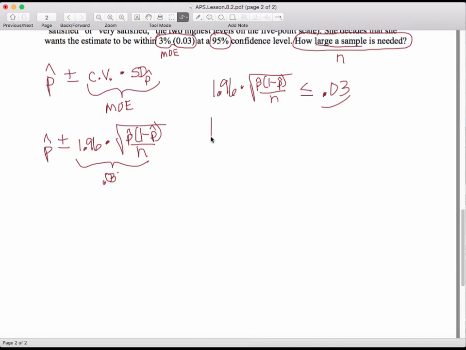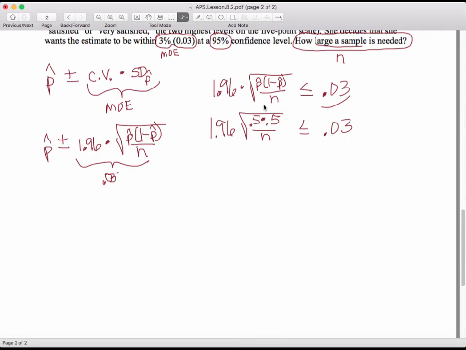So we are going to assume that p hat is the worst case scenario. That way, when we calculate n, we will be guaranteed to have a large enough n to keep our margin of error at or below 3%. So we have to do a little thinking and a little common sense to substitute 0.5 when you're not given something.